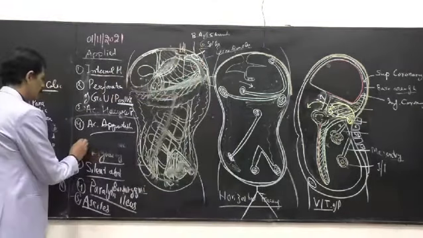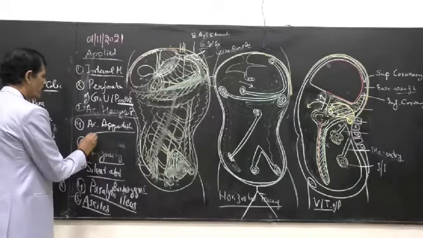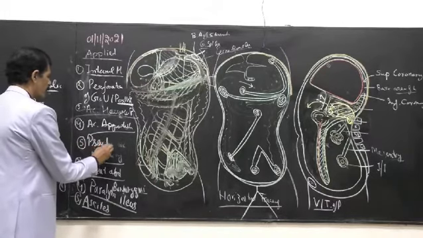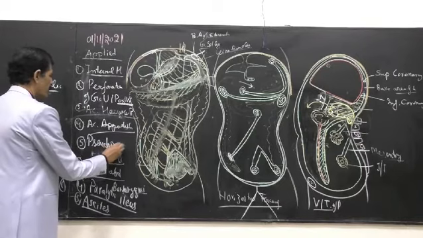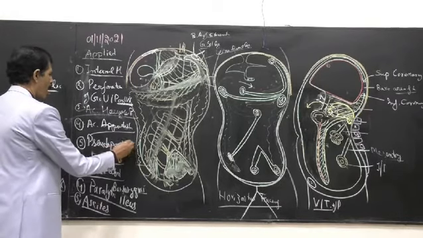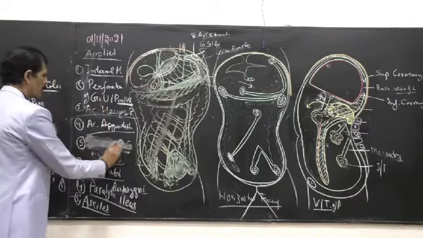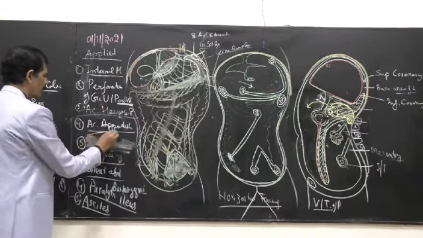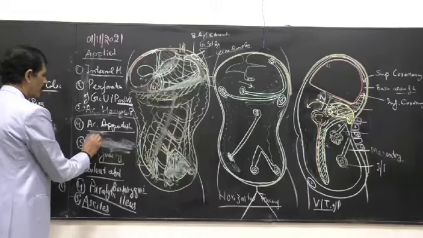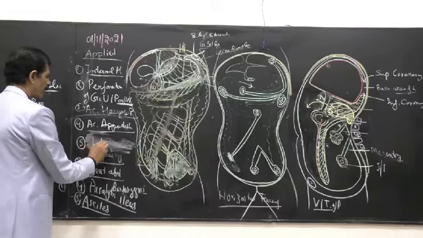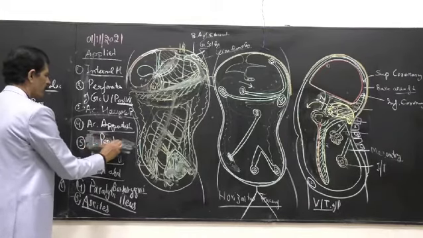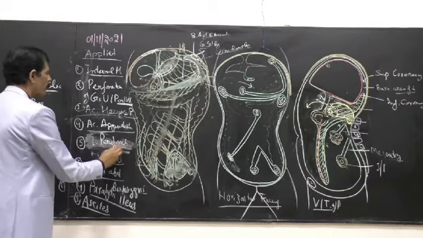Then is the pseudopancreatic cyst. Pseudopancreatic cyst is this. This is called localized peritonitis. Post-operative.